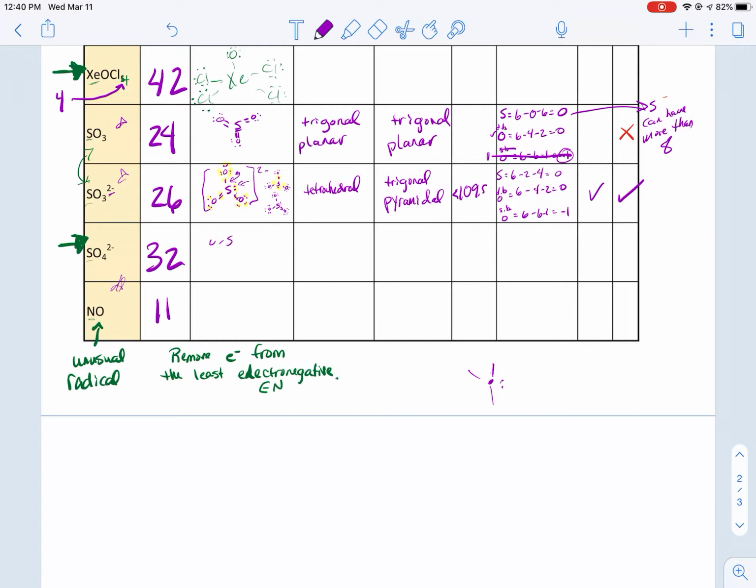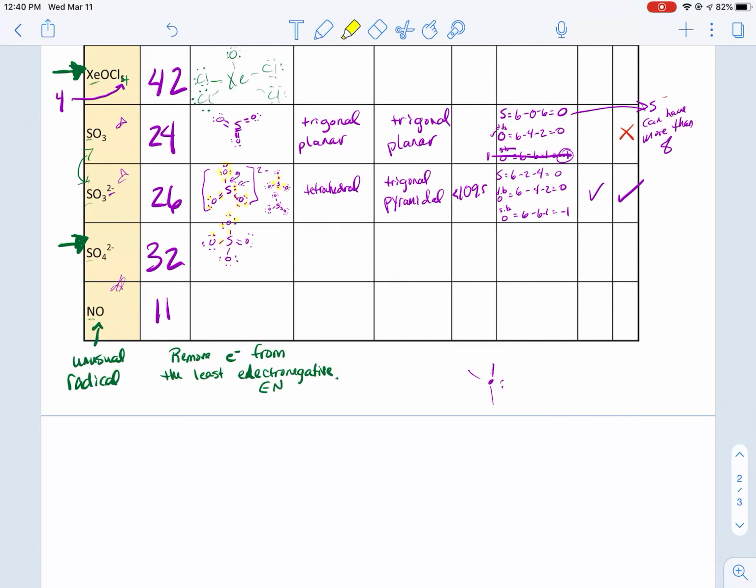And then we have SO4 2-, so S, O. And 1, 2, 3, 4, 5, 6. 1, 2, 3, 4, 5, 6. I'm pretty sure we're going to need at least one bond. So let's count these guys. 2, 4, 6, 8, 10, 12, 14, 16, 18, 20, 22, 24, 26, 28, 30, 32. All right, we got him.